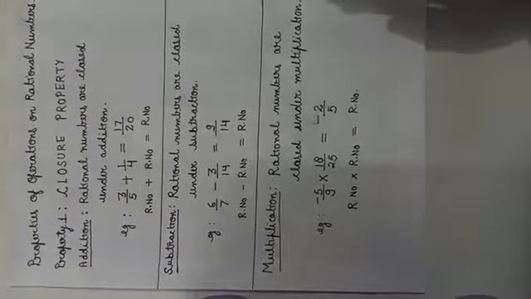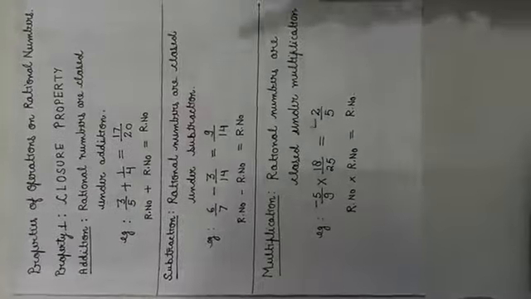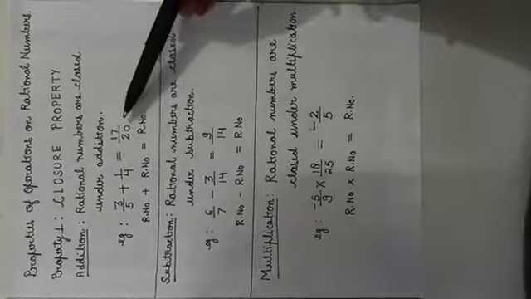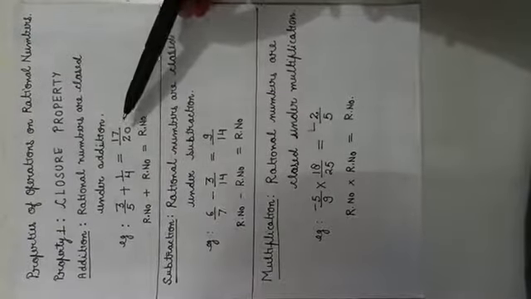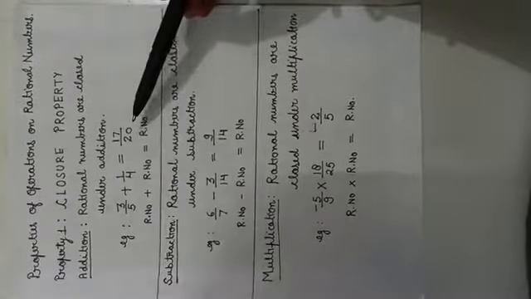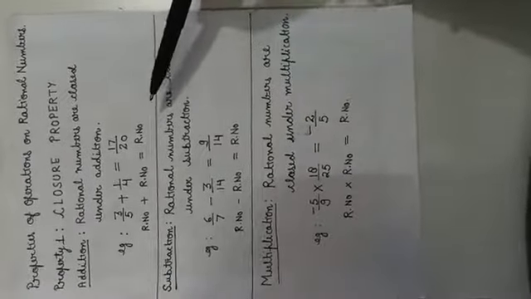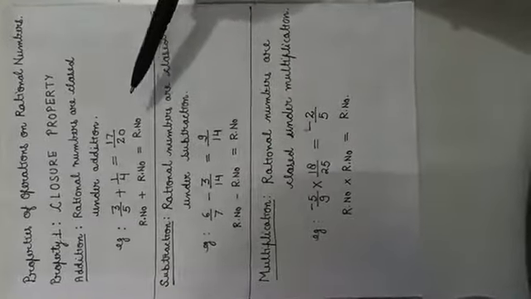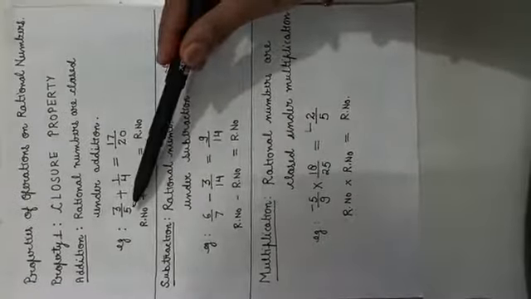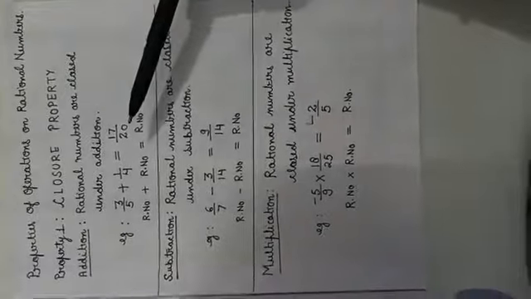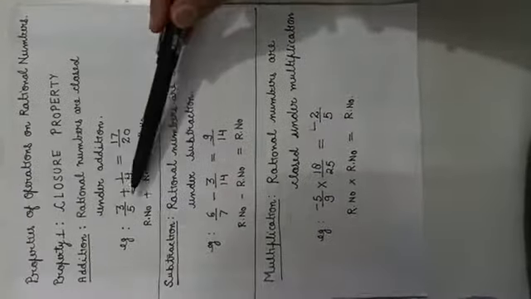What does closure property state? It states whatever operation you apply on rational numbers, the answer will also be a rational number. Means either we add, subtract, multiply or divide, our answer must be a rational number. Means when we are adding rational numbers, we must get a rational number. So let us see, we will take one example.